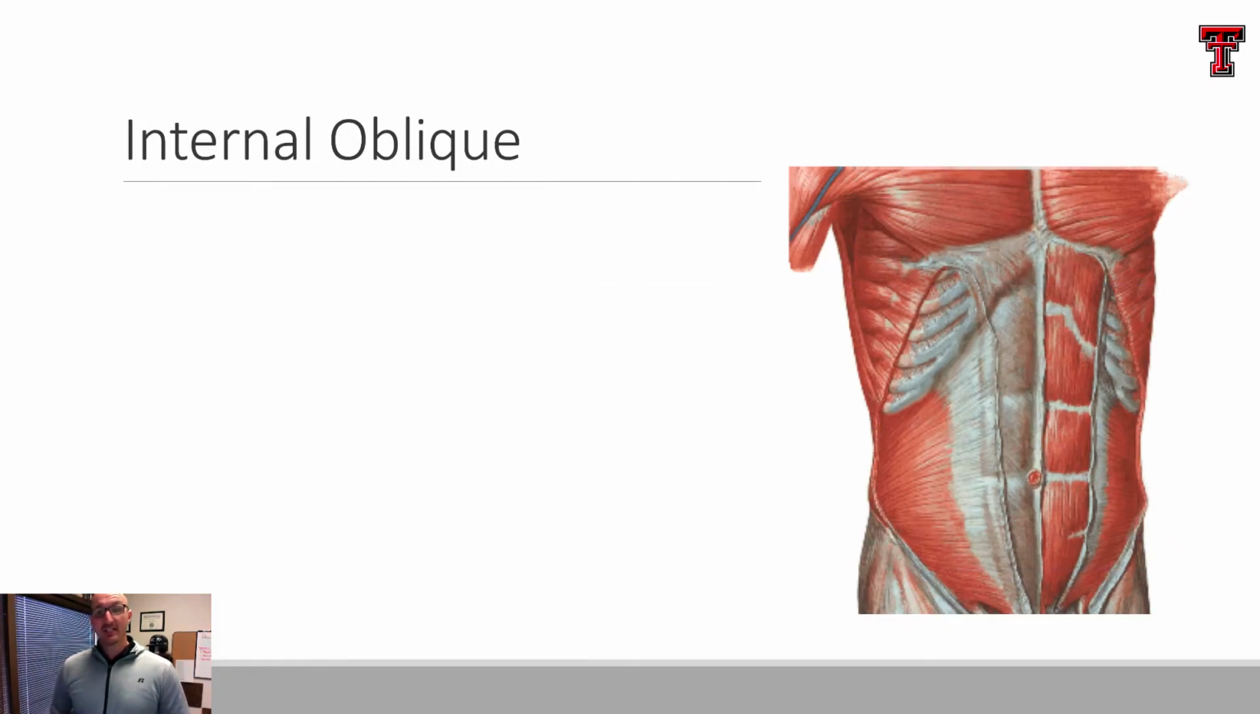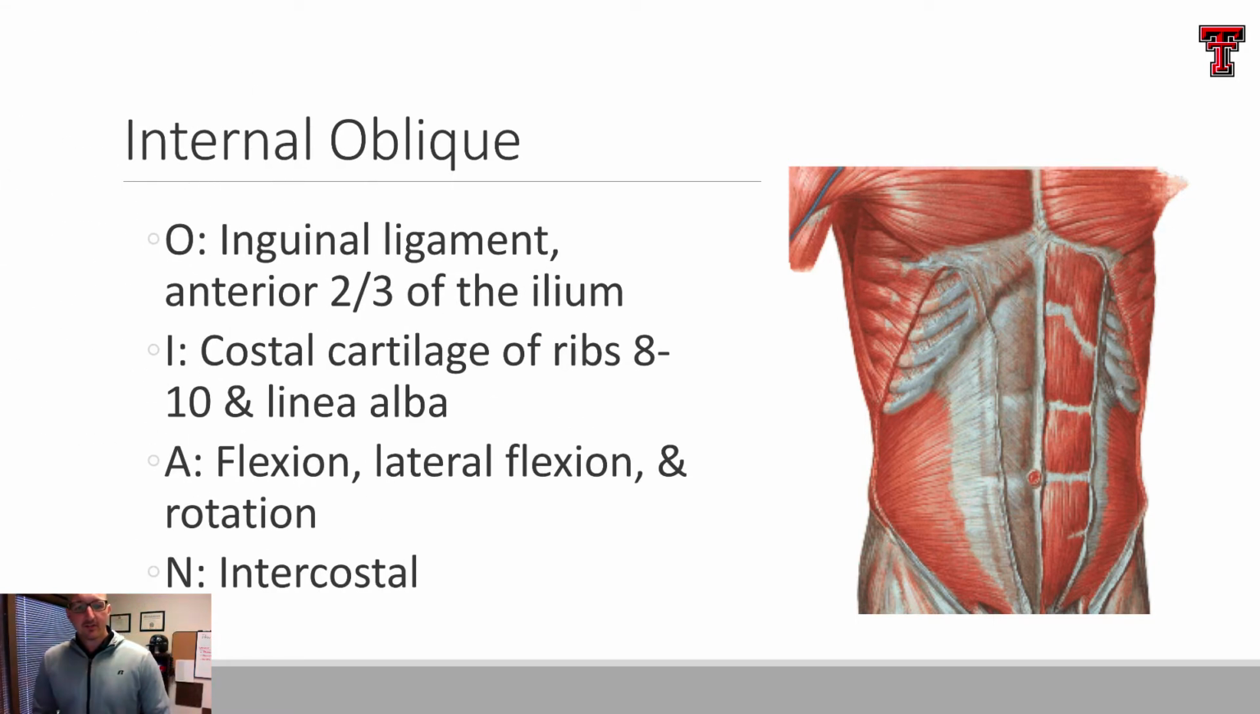Now the internal oblique is going to be deep to that, as the name might give you a hint. External is external, internal is deep to that. In this picture, we see the external has been dissected away, and the internal runs opposite. We said hands in pockets for external. For the internal oblique it runs inferior to superior medial, so think hands on hips for internal oblique maybe. This is going to originate posteriorly at the inguinal ligament and then the anterior 2/3 of the ilium.